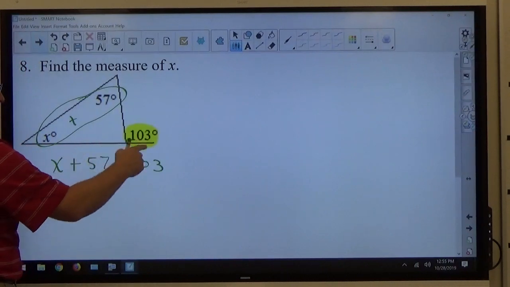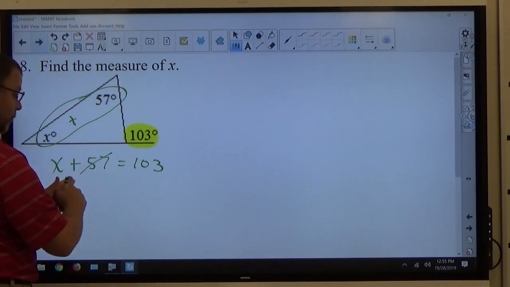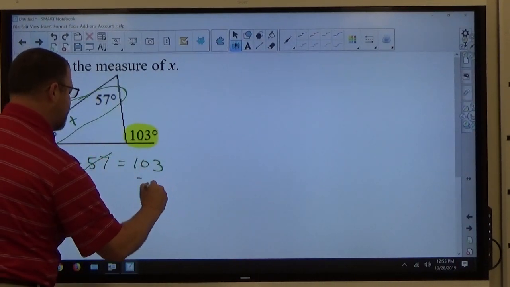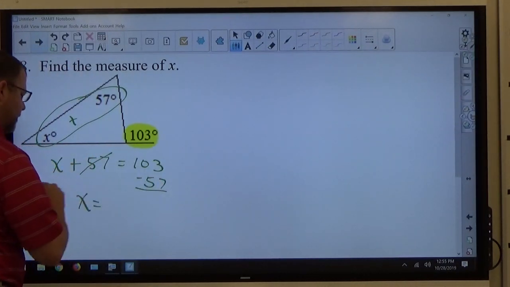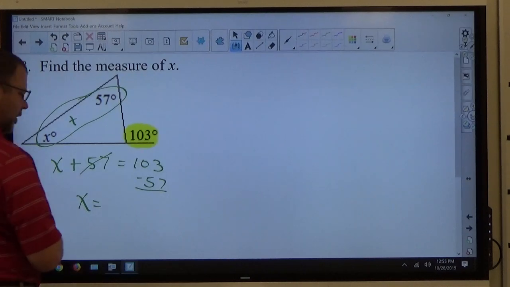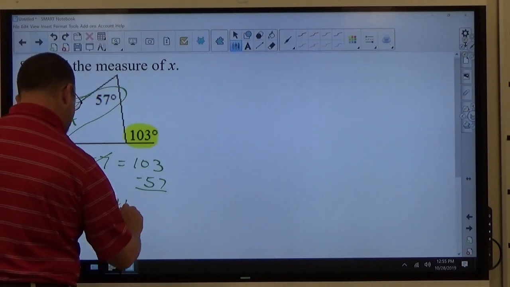So then I simply move the 57 over. It's plus 57, so minus 57 minus 57. The minus 57 here gets rid of the 57, leaving x. 103 minus 57 is equal to 46.